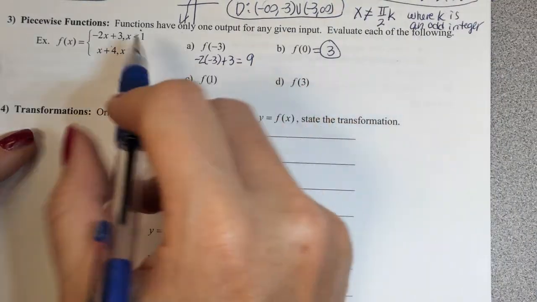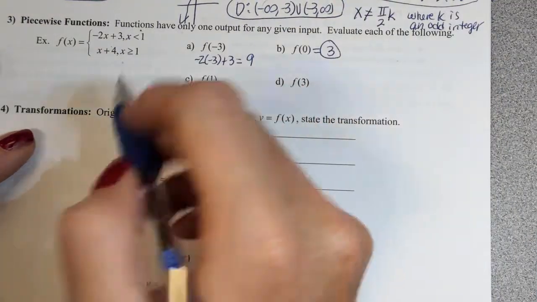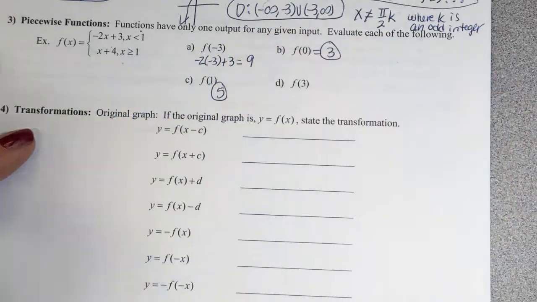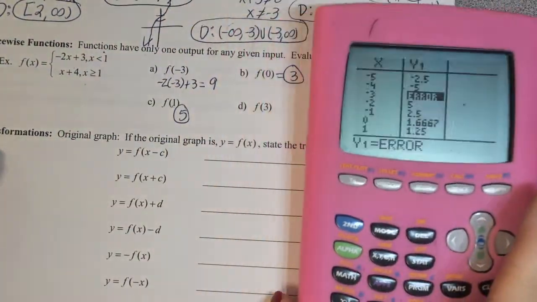If x is 1, where does it get plugged in? Bottom, so it's 5. Let me show you how we can put these on the calculator.